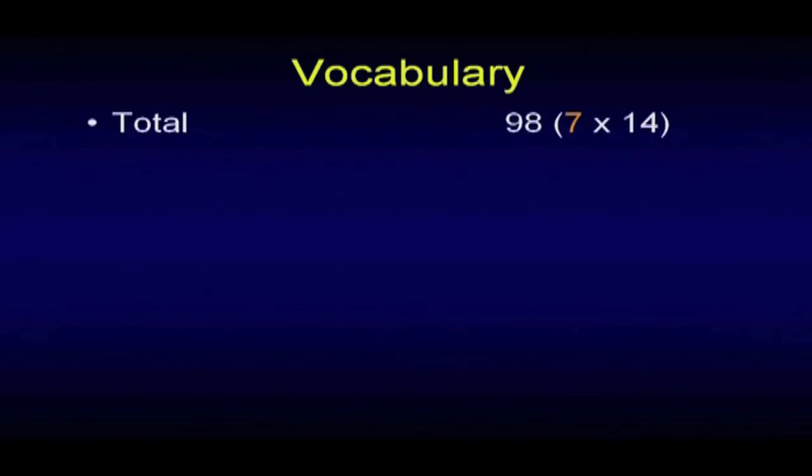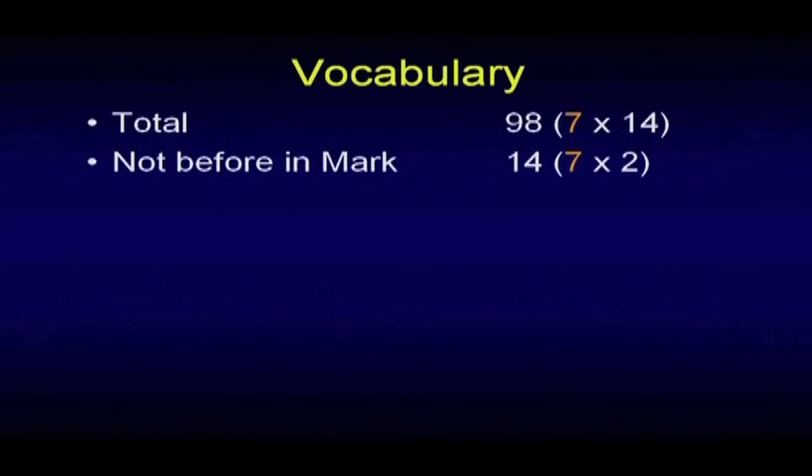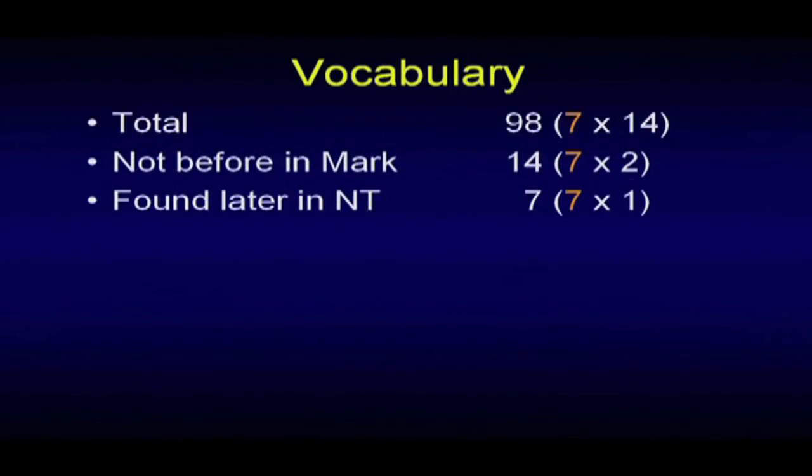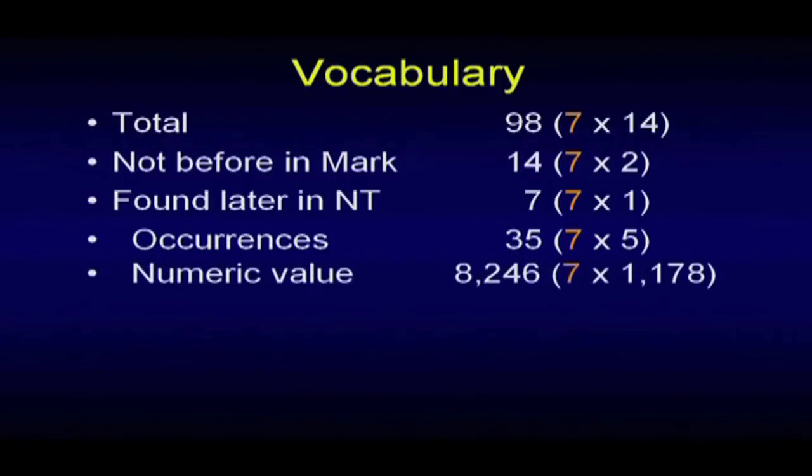Can you imagine Panin, when he's discovering this, he must have had chills down his back, because this is just too impossible to have happened by accident. Let's go further. The vocabulary I said was 98 words. The ones 14 not used before in Mark, 7 that you found later in the New Testament. There are 35 occurrences of these things. The numerical value is also, all these are multiples of 7 exactly.